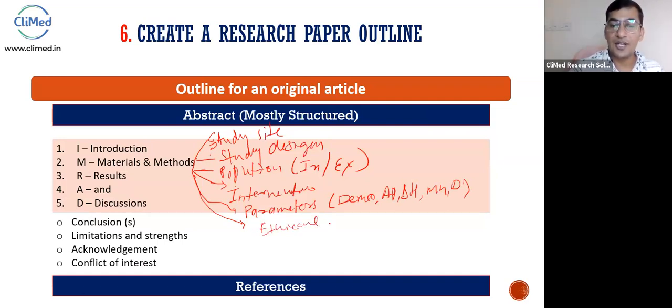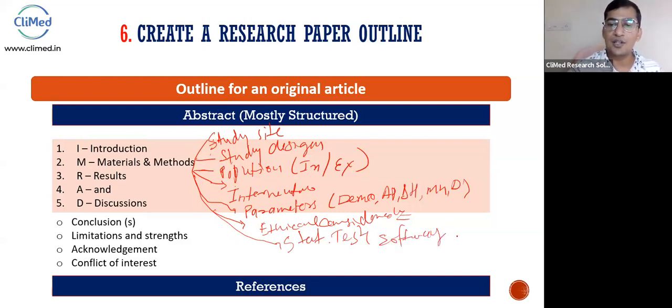Ethical considerations: from where you got the ethical approval. And then after that, very importantly, you have to talk about the statistical tests, like what kind of statistical test you used and what kind of software you used. All of that will come into the material and methods, guys, right?